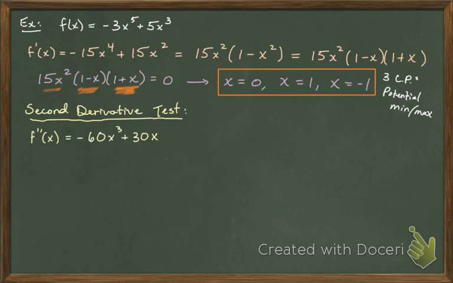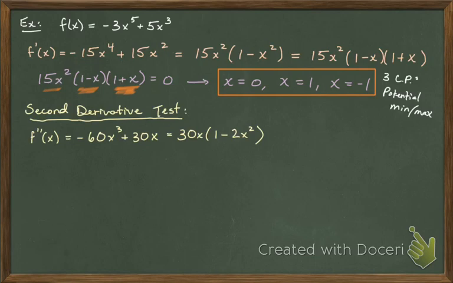I've got a minus 60x cubed plus 30x. I don't really need to factor this to plug in each of these critical points, critical numbers, but I'm going to just to make these mental calculations a little bit easier. If I factor a 30x out here, I've got a 1 minus 2x squared left over. This makes plugging in my x values just a little bit easier, at least in my opinion. So when I do that, it's easier to figure out if my function is then concave up or down.